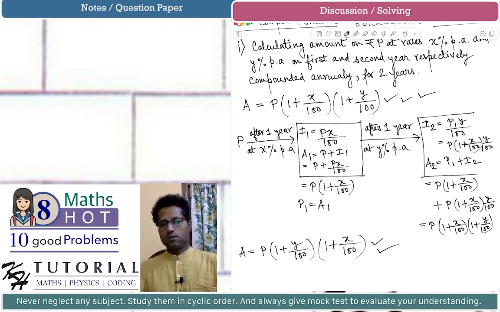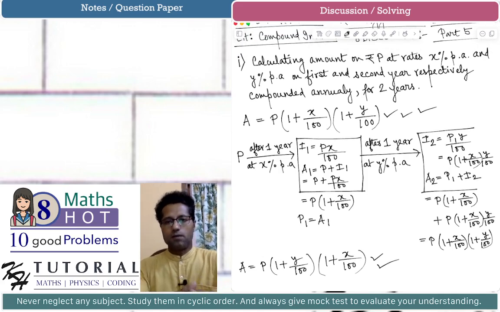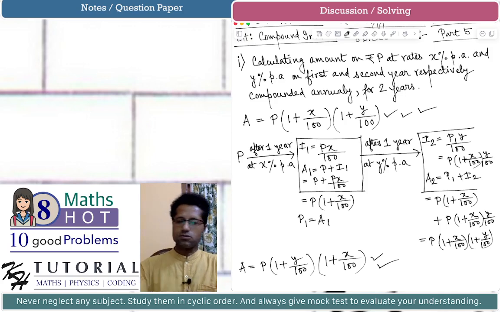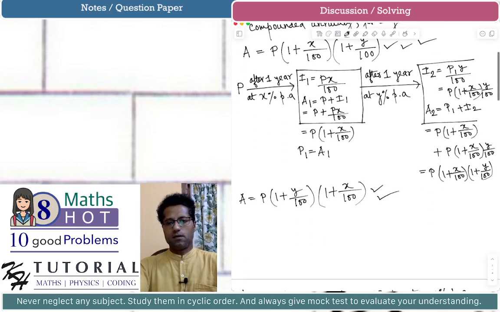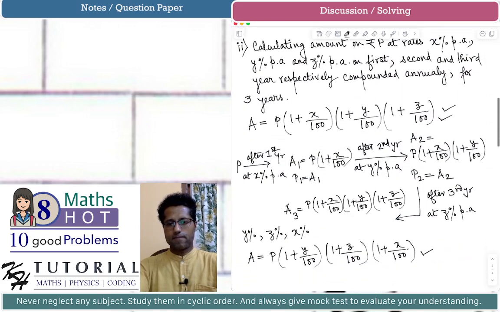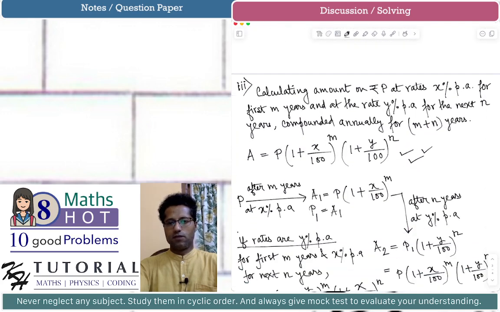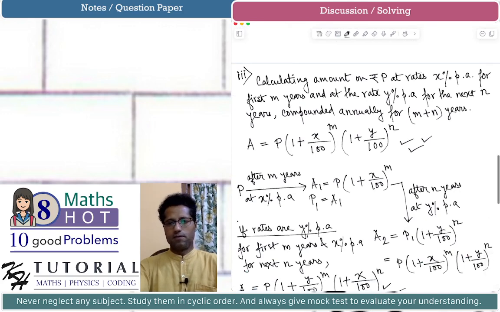So this is all about the formula for calculating the amount for a certain number of years, where the interest is compounded annually and the rate of interest per annum is different for each individual year. So we have three cases, where the third case is a more general form. Now the third case can also be extended.